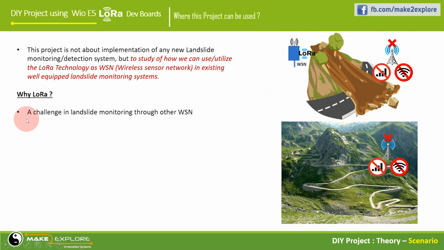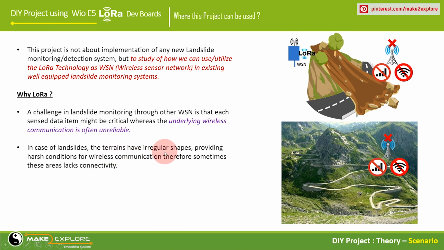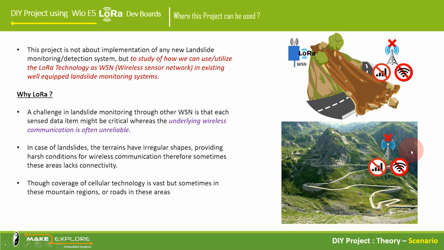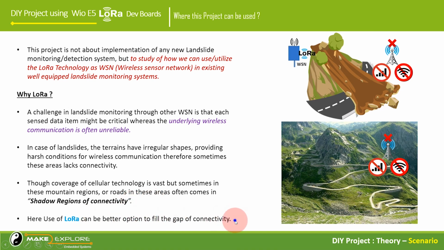A challenge in landslide monitoring through other WSNs is that each sensed data item might be critical, whereas the underlying wireless communication is often unreliable. In case of landslides, the terrains have irregular shapes, providing harsh conditions for wireless communication. Therefore, sometimes these areas lack connectivity. Though coverage of cellular technology is vast, sometimes in these mountain regions, or roads in these areas, often come in shadow regions of connectivity. Here, use of LoRa can be a better option to fill the gap of connectivity.